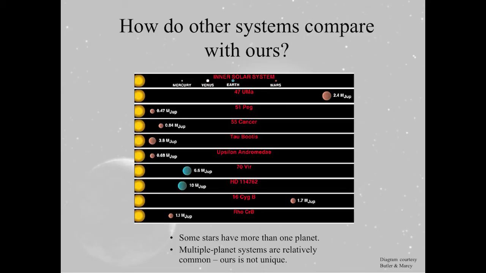So let's talk about other systems. What are they like? How do they compare? Do they all look like ours? Well, the short answer is no, with a qualified yes. So the first point is that some stars have more than one planet. That's probably not too surprising. We've talked about a star and a planet, and while that is possible, we have found numerous cases where a star has multiple planets. And again, that's probably not too surprising. Clearly our solar system has multiple planets, doesn't it?